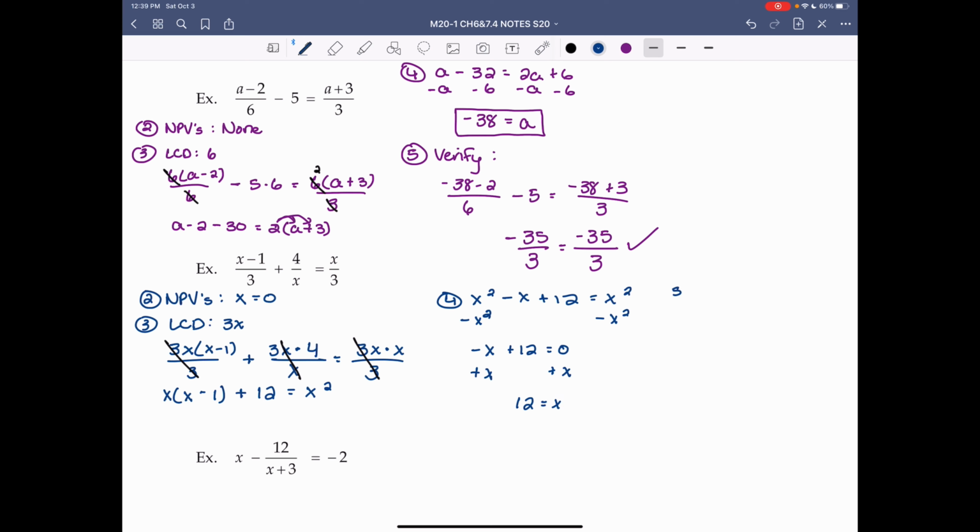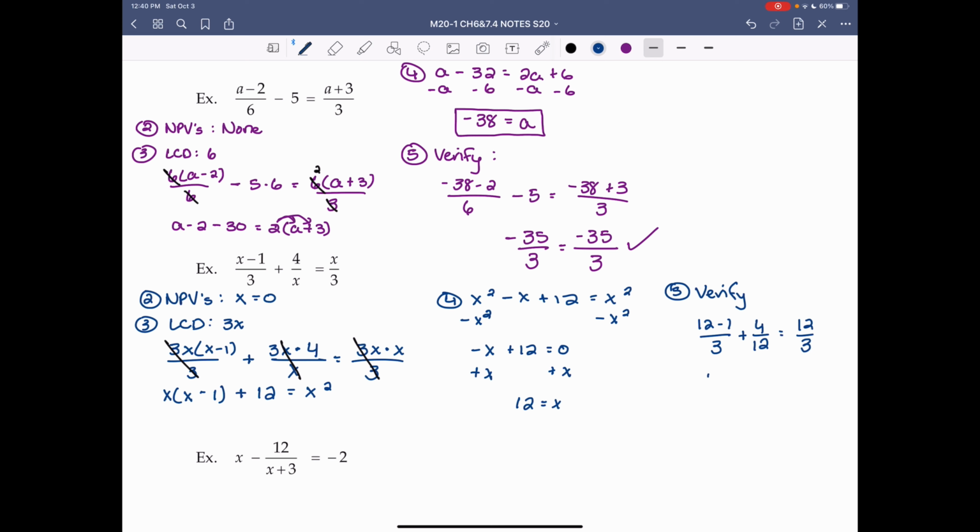Step 5, let's verify our solution. It's not an NPV, so that's good. Now let's plug it into the original equation. 12 minus 1 over 3 plus 4 over 12 equals 12 over 3.